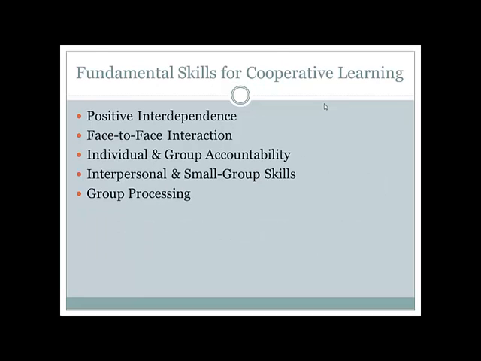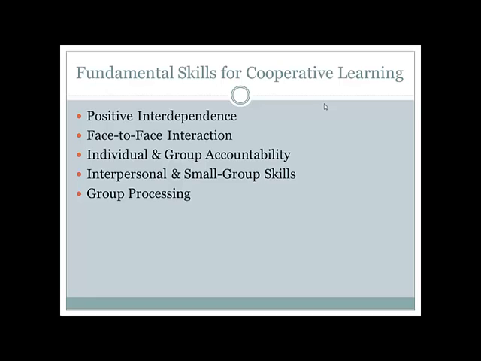The fundamental skills of cooperative learning, the first one is positive interdependence. This is where we sink or swim together. Each group member's efforts are required and indispensable for group success. Each group member has a unique contribution to make to the joint effort because of his or her resources and the role and task responsibilities.